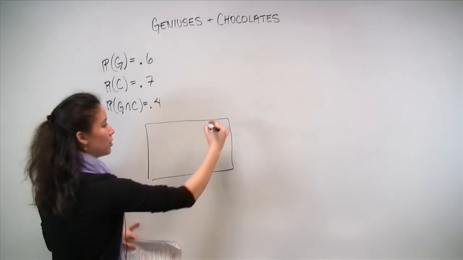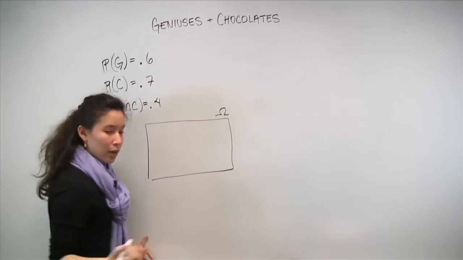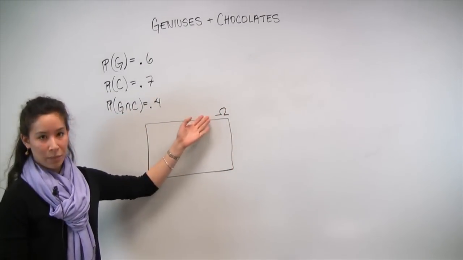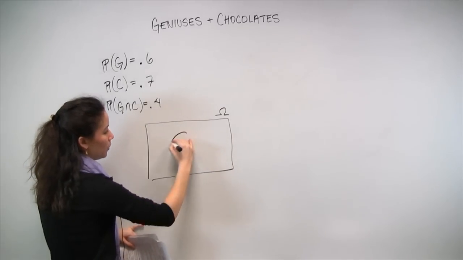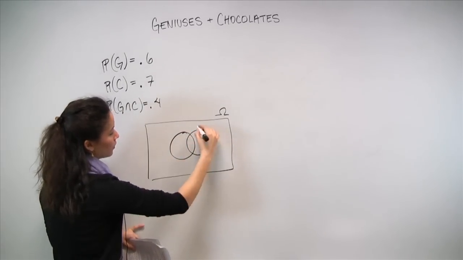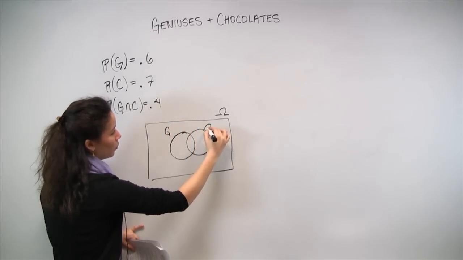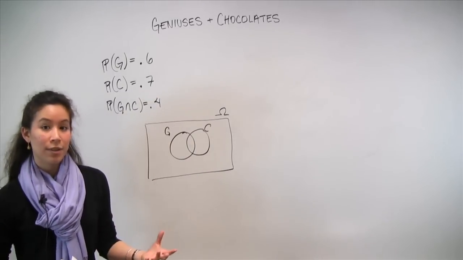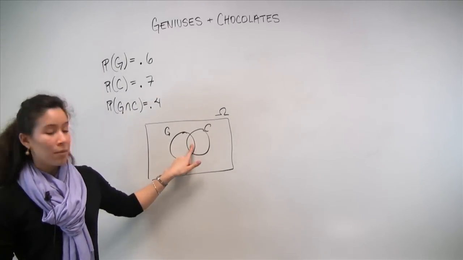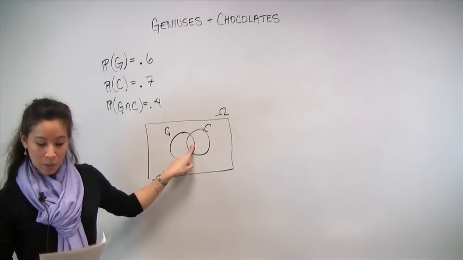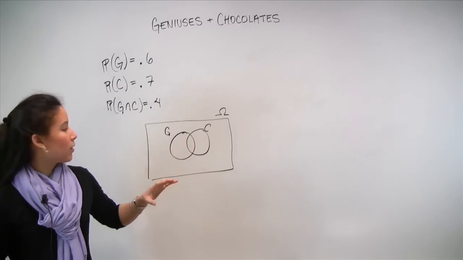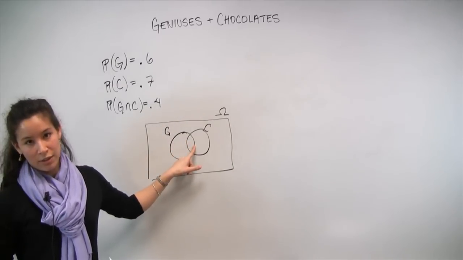The way you usually draw this is you draw a rectangle which denotes your sample space, which of course we call omega, and then you draw two intersecting circles. One to represent our geniuses and one to represent our chocolate lovers. And the reason why I drew them intersecting is because we know that 40% of the students in our class are both geniuses and chocolate lovers.